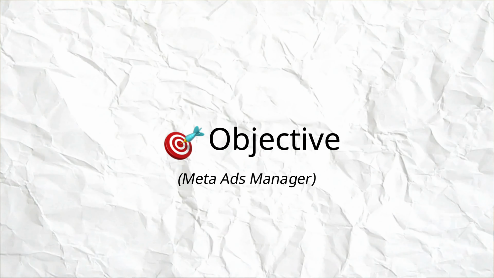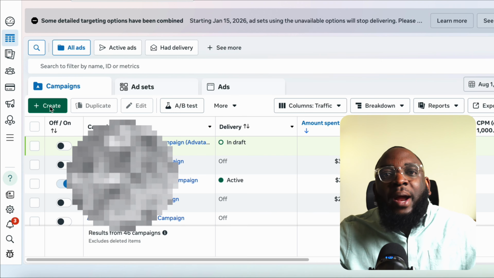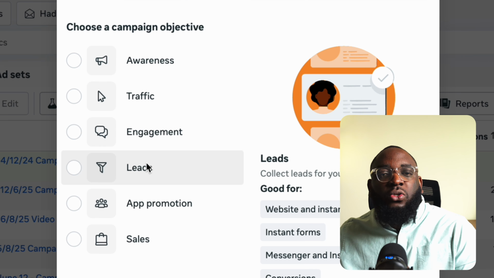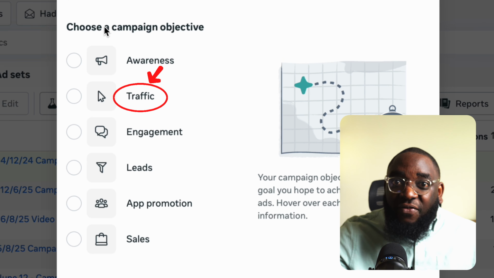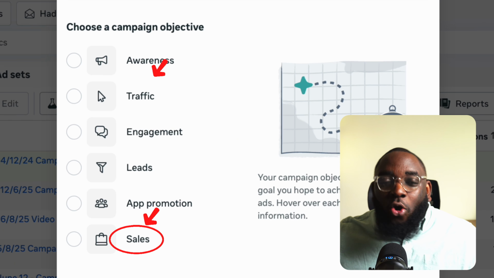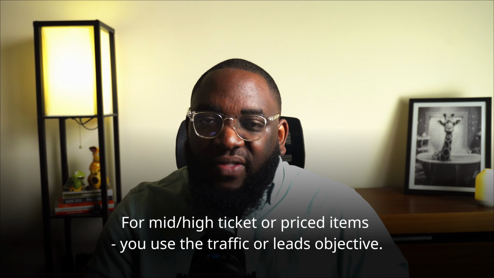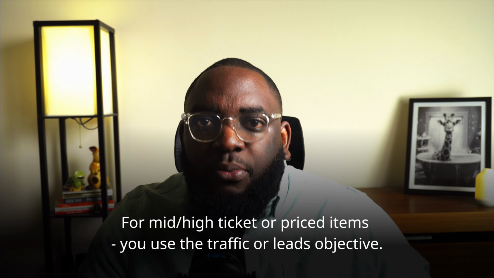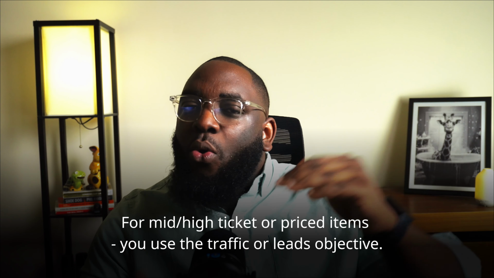Now, for the objective, it's pretty straightforward. You primarily have two when you come to the Meta Ads Manager. If you're sending people directly to a store, you either go with traffic, which sends people to a landing page, or you go with sales, which sends people also to a landing page, right? If you're looking to book calls, maybe you sell the higher price ticket items, or you sell a service, for example, you then use traffic or leads. Traffic or leads, that's it.